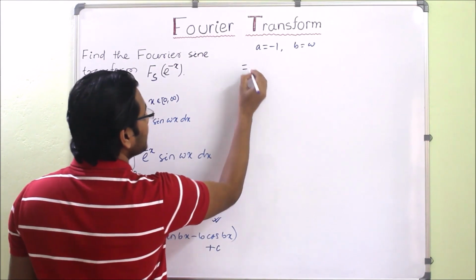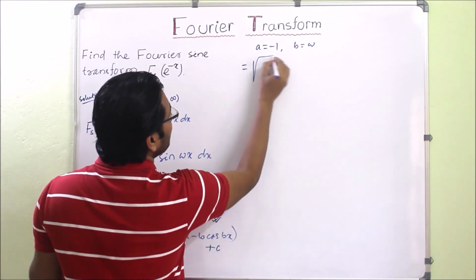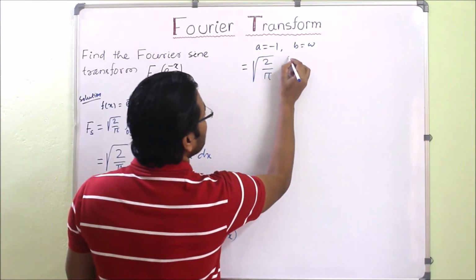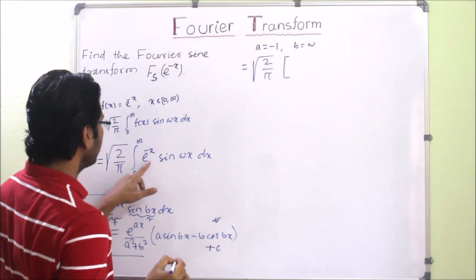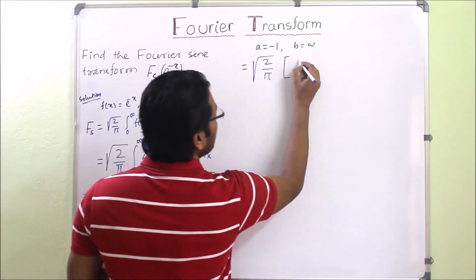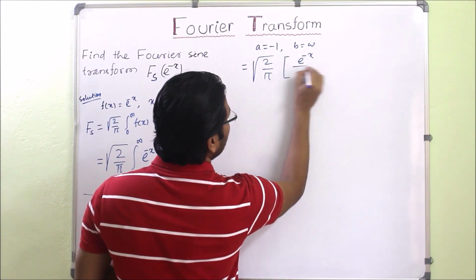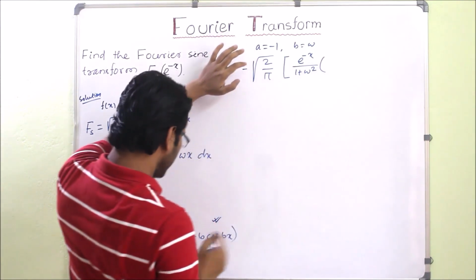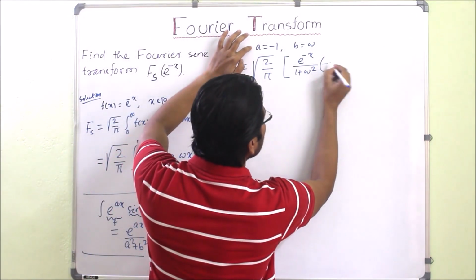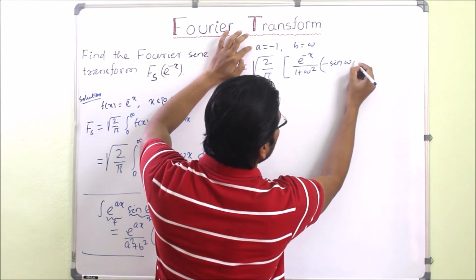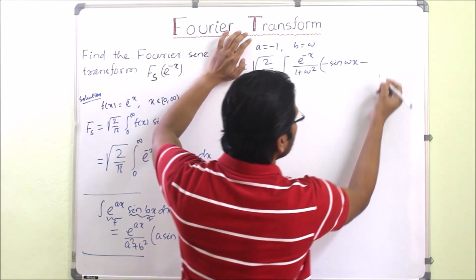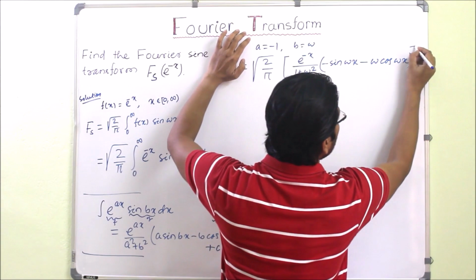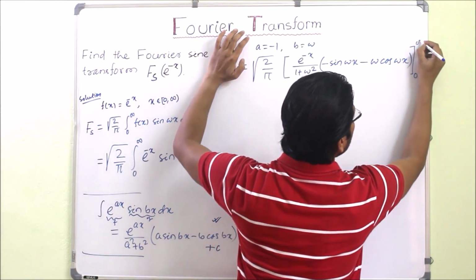If we apply, then what will happen? First factor will be same, square root of 2 by pi, then inside the formula will change. E to the power minus x by a square plus b square, so 1 plus w square, whole into what? A sine bx. A is minus 1, so minus sine wx, then minus b cos bx, so w cos wx. So this will be the form. Then close the bracket, put the limit 0 to infinity.